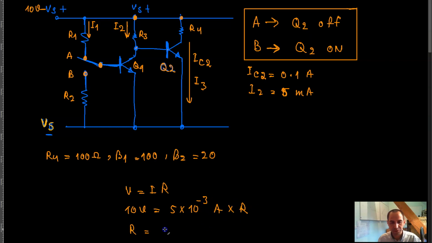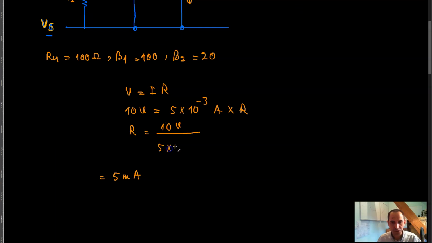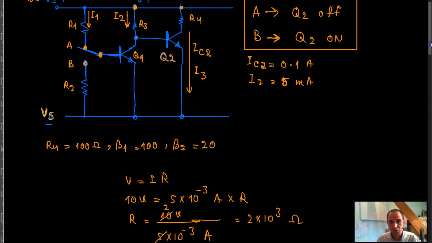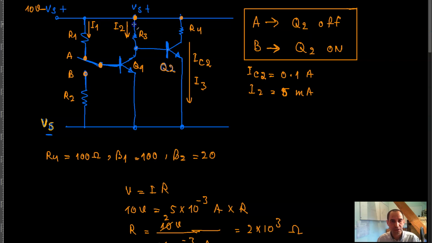5 into 10 raised to the power negative 3 amps times R. And that means that R is the same thing as 10 volts divided by 5 into 10 raised to the power negative 3 amps, right? And 10 divided by 5 is equal to 2, and that's the same thing as 2 into 10 raised to the power 3 volts per amp, which is ohm, right? So that's 2 kilo ohm. That means that your R3, this resistor over here, has to be 2 kilo ohm, right?